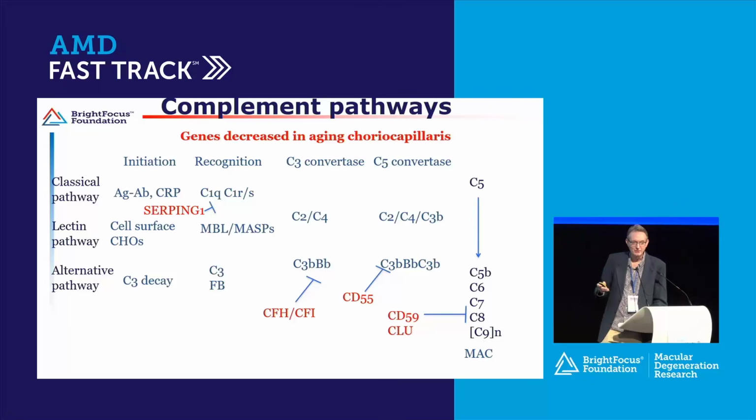It was really the cast of characters on this pathway. So all these genes in red, SERPING1, CFH, CFI, CD55, CD59, clusterin, all show decreased expression by choriocapillaris in old compared to young cells. So during normal aging, our ability to fend off complement in the endothelium is decreasing.